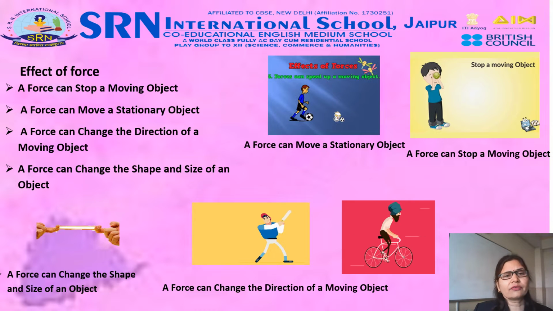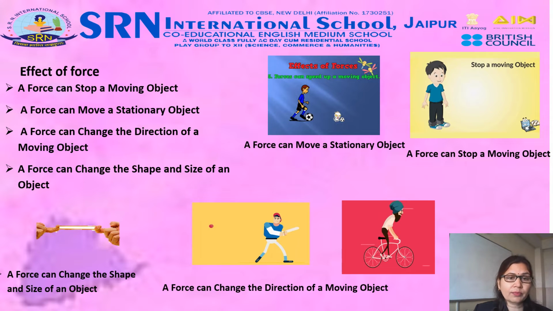Children, force can affect an object in many ways. Let us learn about these effects. First, a force can stop a moving object. When force is applied on a moving object from the opposite direction, it can slow down or stop the object. For example, force applied by a player on a moving football stops it.